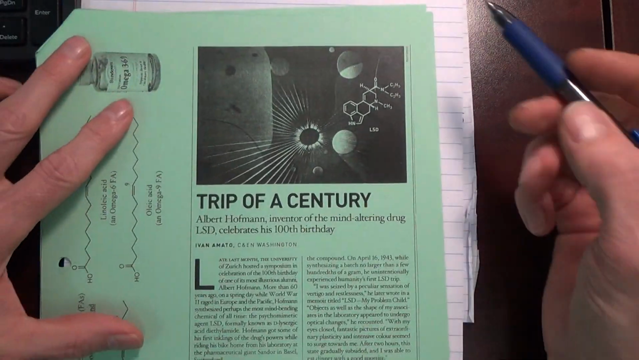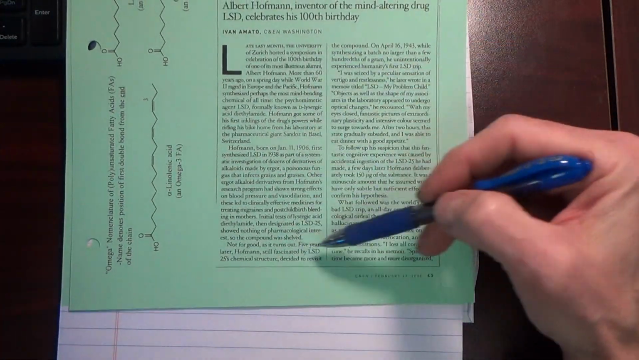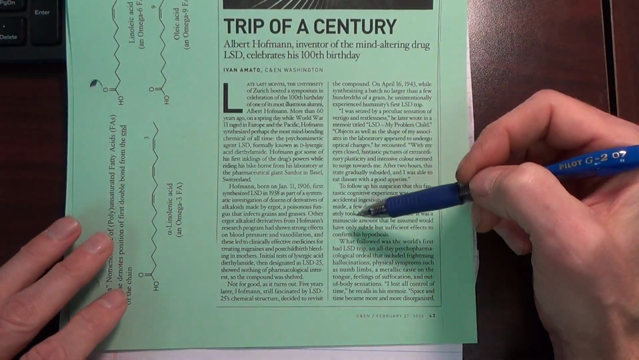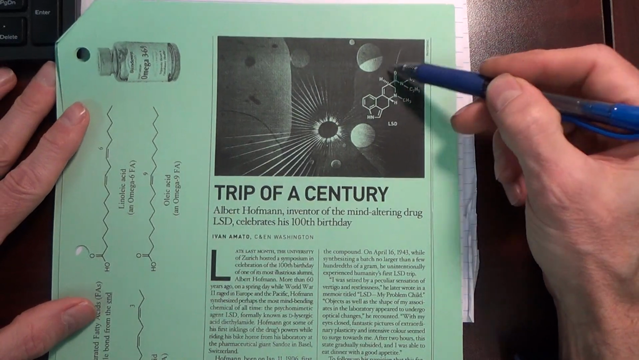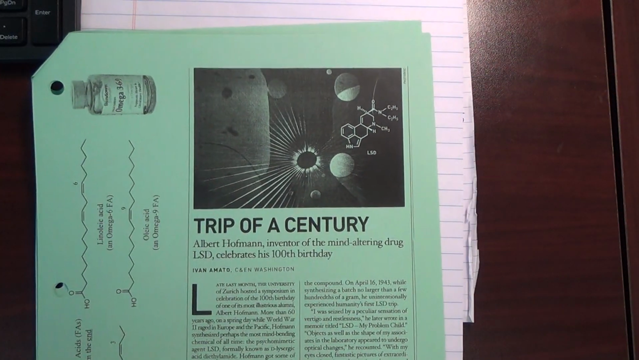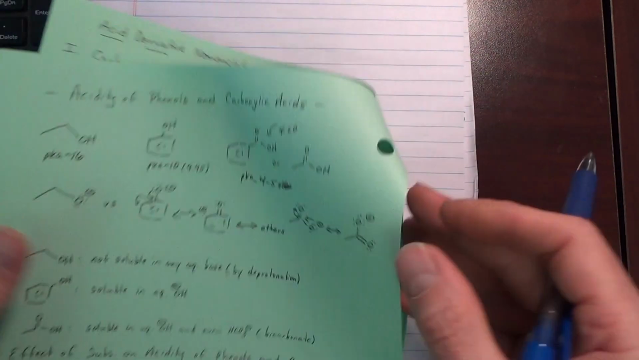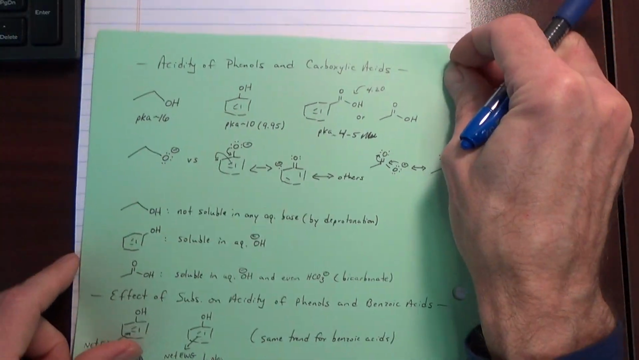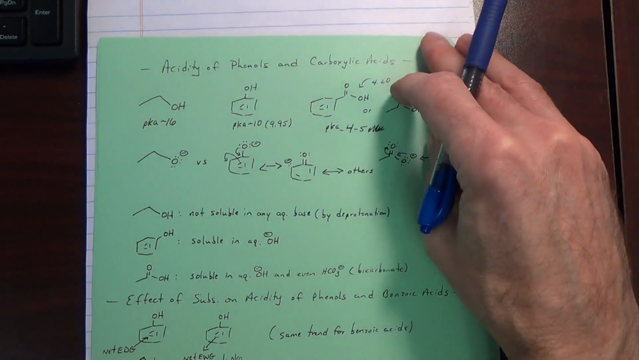Here's a nice amide example, LSD. I'd be interested to read about that historically and well-known amide. The main topic in this video, though, to begin with, let's look at the acidity of phenols and carboxylic acids.